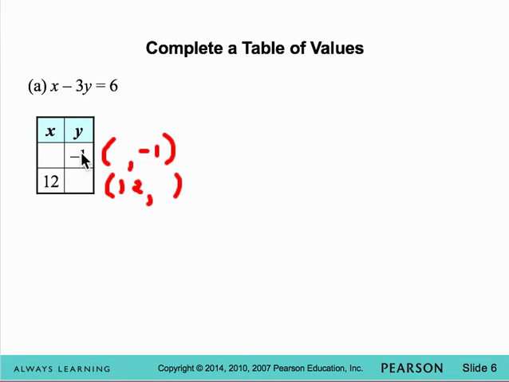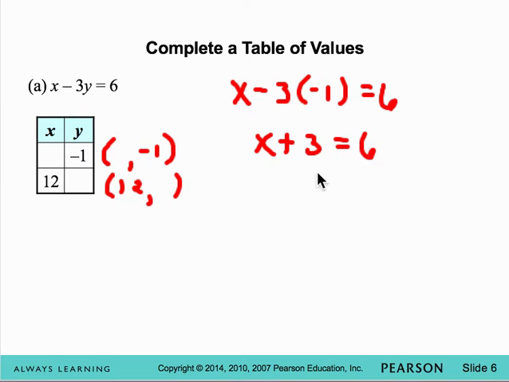So this is saying, if y is -1, what is x? Let's plug a -1 in there for y and solve this equation. -3 times -1 is a +3. And so if I subtract 3 from both sides, I get x is 3.